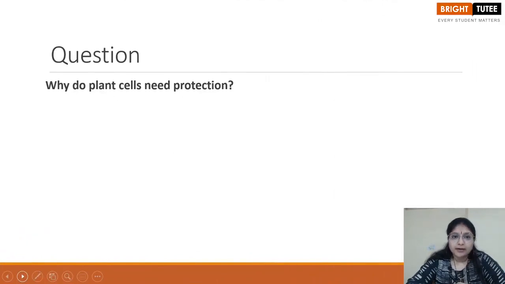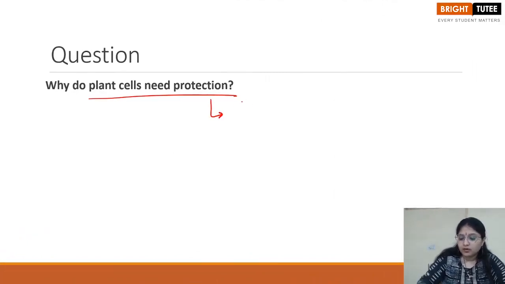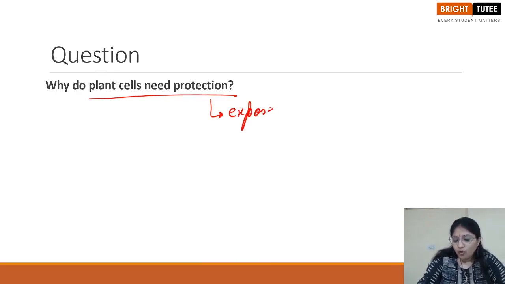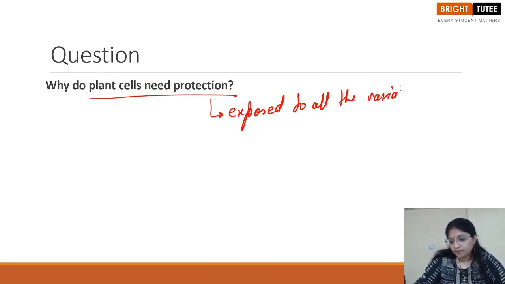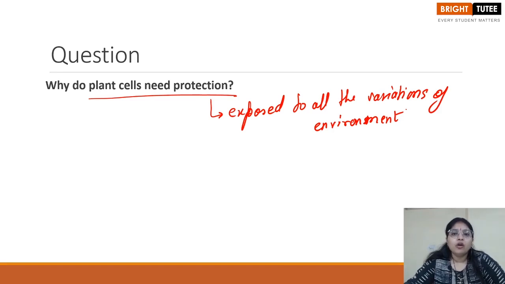Why do plant cells need protection? The plant cells need protection because they are exposed to all the variations of environment. So these are subjected to all the harsh variations of the environment. That includes high wind speed, high rainfall, humidity, very hot temperature, very cold temperature. So that's why the cells of the plants need protection, which is provided by the cell wall, so that these outer environmental factors are not able to affect the cell of the plant, right?